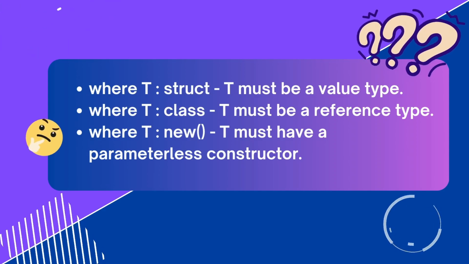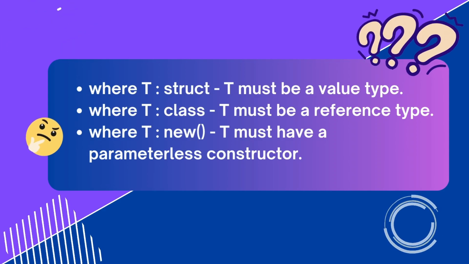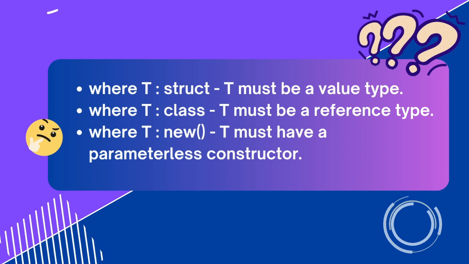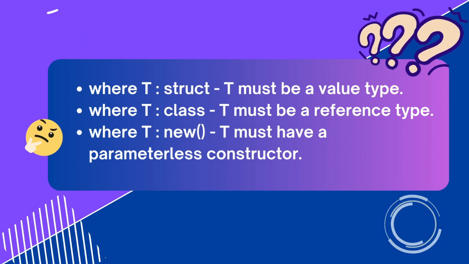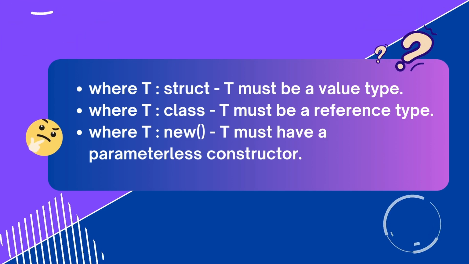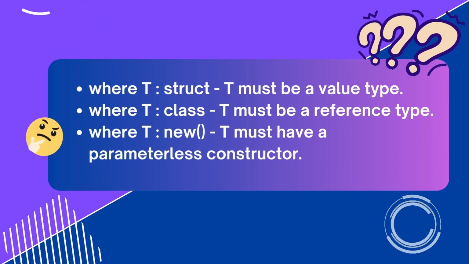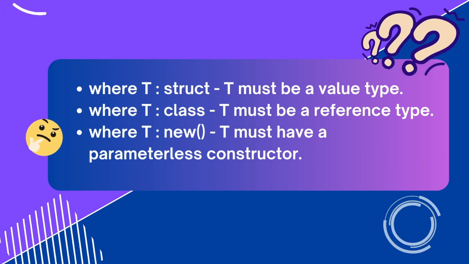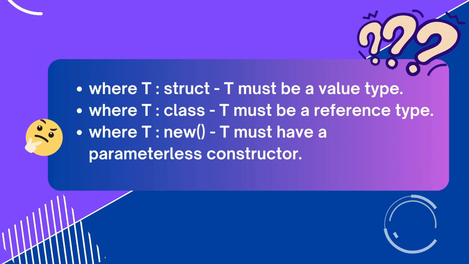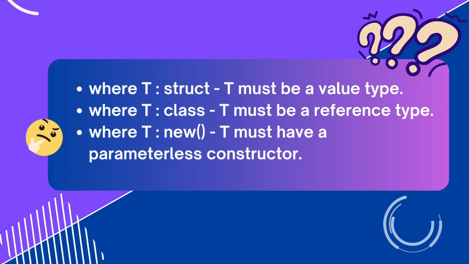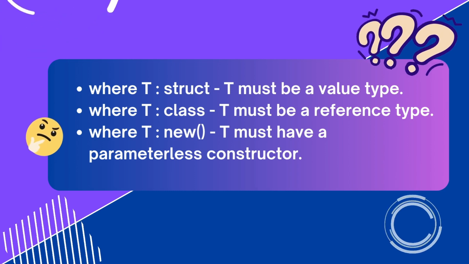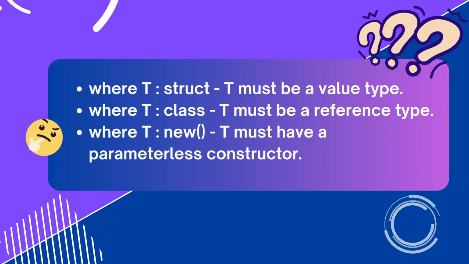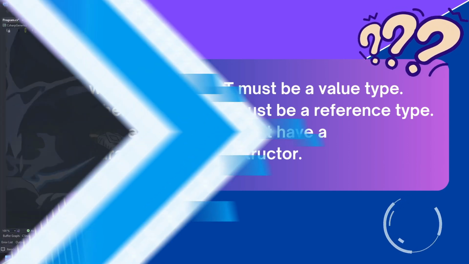Sometimes, you want to restrict the types that can be used with your generic classes or methods. In C#, you can apply constraints to generics to limit the types that can be used. We saw an example earlier with IComparable<T>, but here are a few more common constraints. 1. where T : struct, T must be a value type. 2. where T : class, T must be a reference type. 3. where T : new(), T must have a parameterless constructor. Let's look at an example that uses multiple constraints.